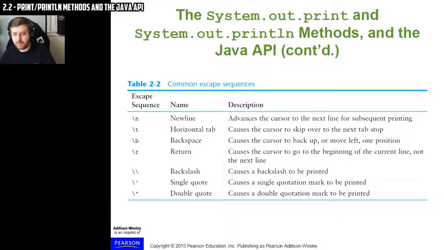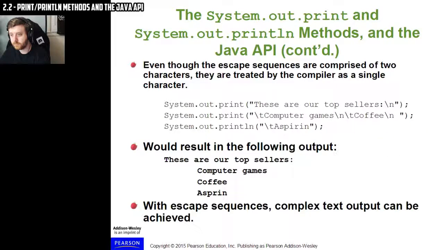Likewise, you can do the same thing with single quotes. We'll see in a little bit why that's useful, but for right now, you can do the same thing for single quotes. And finally, looking at some of the characters that we've seen, we talk a little bit about why you might want to print out a tab character. And the reason for that, as you can see in this example, is maybe you want to create a tabbed list. Here are our top sellers: computer games, coffee, and aspirin.